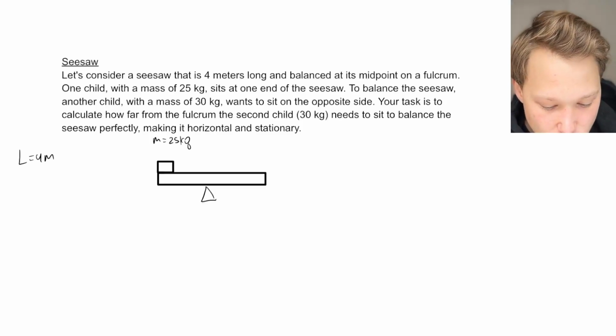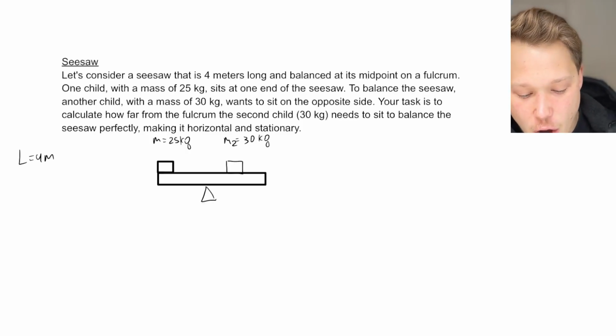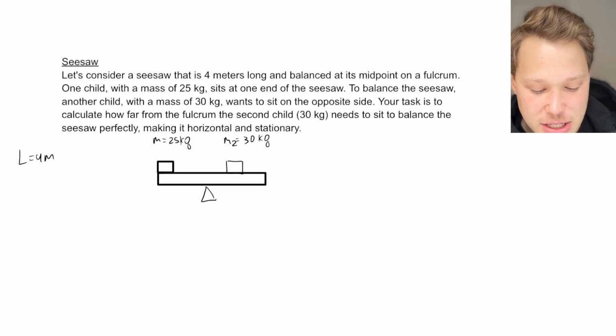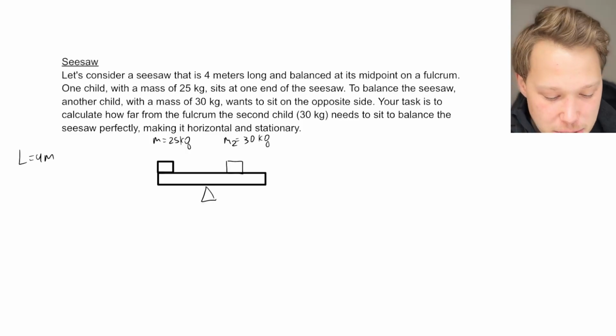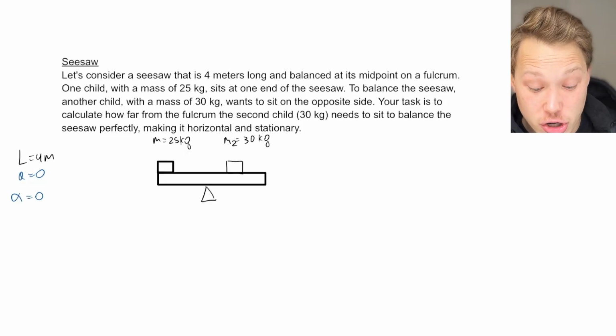To balance the seesaw, another child of mass 30 kilograms wants to sit on the opposite side. Your task is to calculate how far from the fulcrum the second child needs to sit to balance the seesaw perfectly, making it horizontal and stationary. So what they're saying is basically that the object is not accelerating, it's not rotating, right? So linear and rotational accelerations are 0.